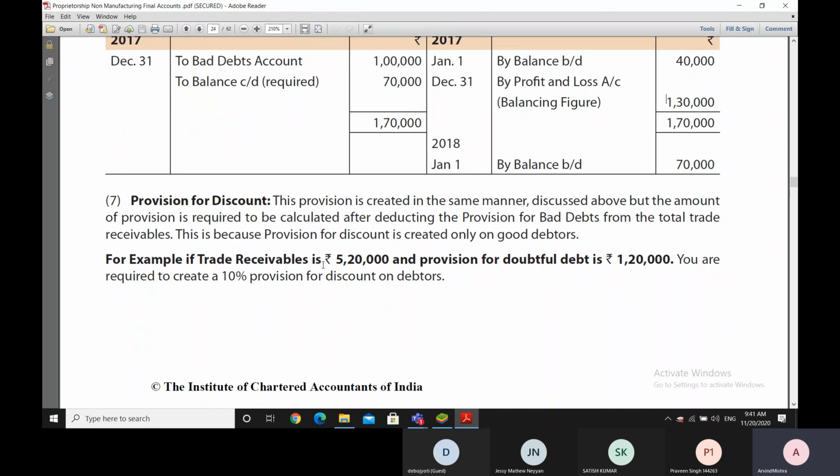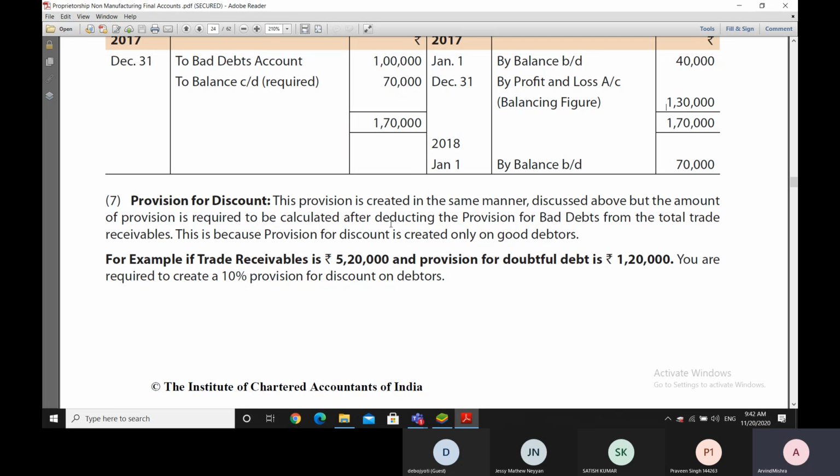Similarly, now we can go for provision for discount. Now this provision for discount is also created in the same manner as in the case of a bad debt, because this amount of provision will be required to be calculated after deducting the provision for bad debts from the total trade receivables.